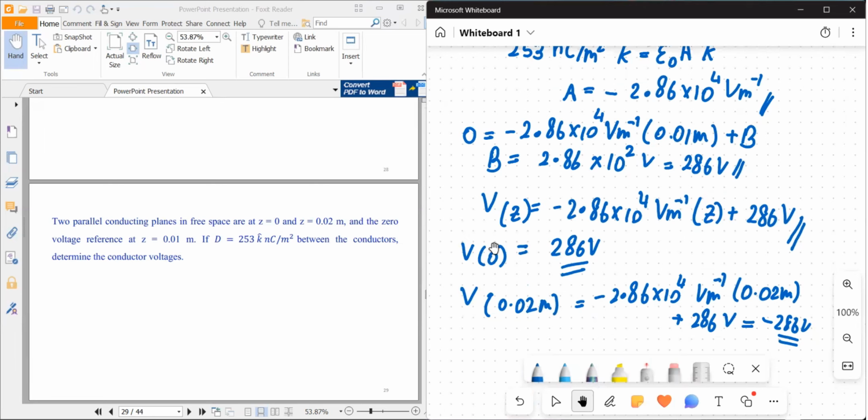And then finally, when we have this electric potential equation, we used Z is equal to 0, the first conducting plane, to calculate the conductor voltage. Then for the second conductor, Z is 0.02. This is the voltage for the second conducting plane. So any questions up to this point?